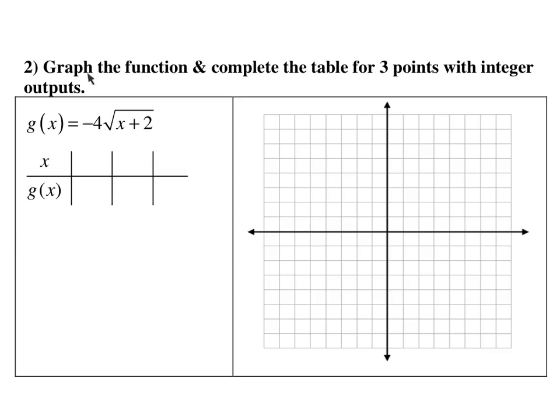Now for this question, we're going to graph this function and complete the table for 3 points with integer outputs. So I'm going to put in 3 values that will give me integer outputs. Integers are positive or negative whole numbers. Basically, I don't want decimals, and imaginaries would be dumb because you can't graph an imaginary. So I want to plug in numbers so that I get nice whole numbers, positive or negative.